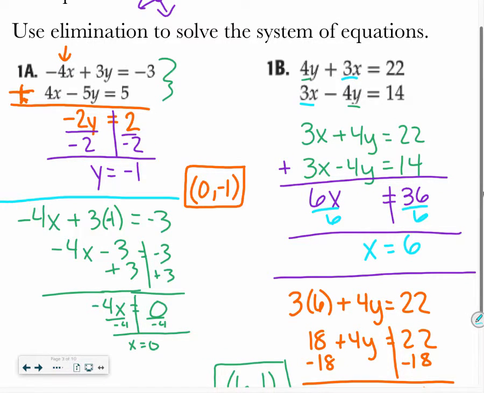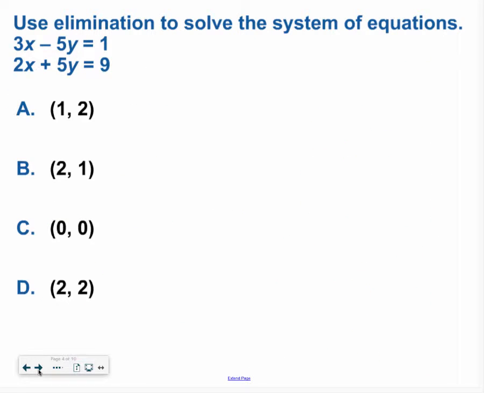So if we say 4 times y, where y is 1, plus 3 times 6, that is 4 plus 18, which is 22. So I know my solution is correct. So you can check it by plugging them back in. Go ahead and try one on your own.